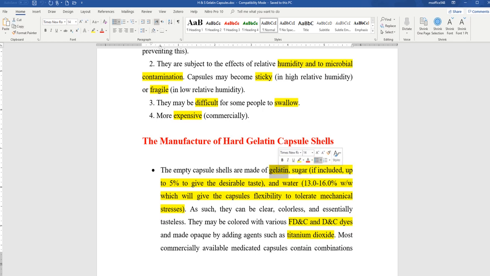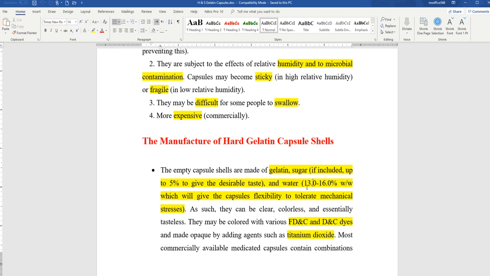Usually it is gelatin. In addition to gelatin, they use water. And water in the shell accounts for 13 to 16% W/W, meaning weight by weight. 13 to 16% W/W, that's a lot of water.